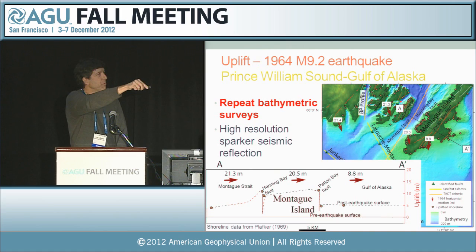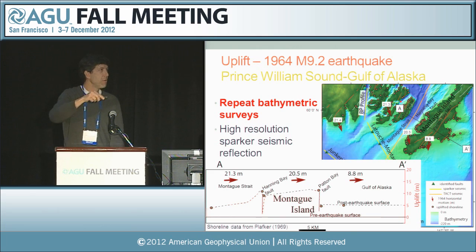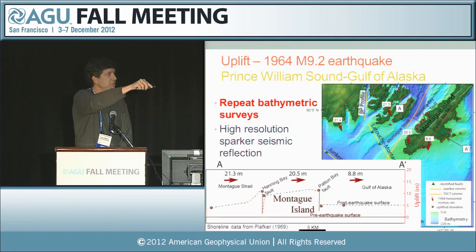And you can see from this cross section, there were a couple of other players. The Hanning Bay Fault, which is this one right here, experienced about a 2-meter uplift along the shoreline of Montague Island. And then there was a residual of about 5 meters of uplift here, so we know there are some additional faults offshore to the southeast.